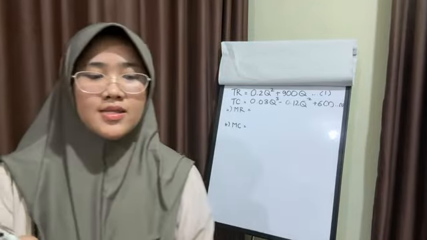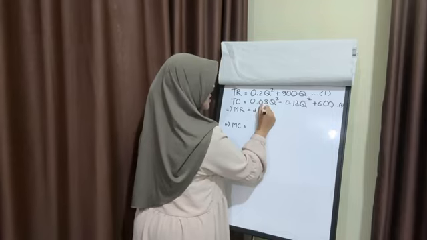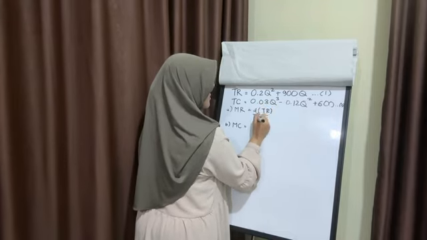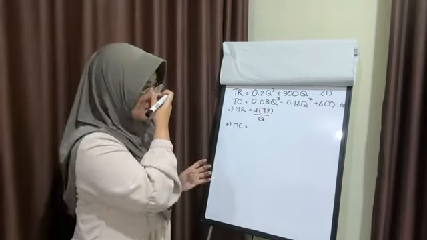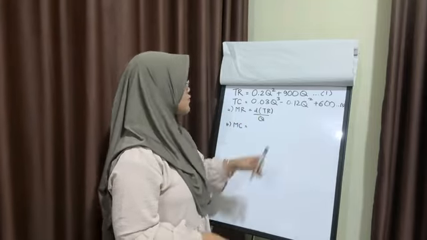Now, how to find the marginal revenue? So the equation is dTR over dQ. Q is the quantity. So what does that mean? We have to input this Q into derivatives.